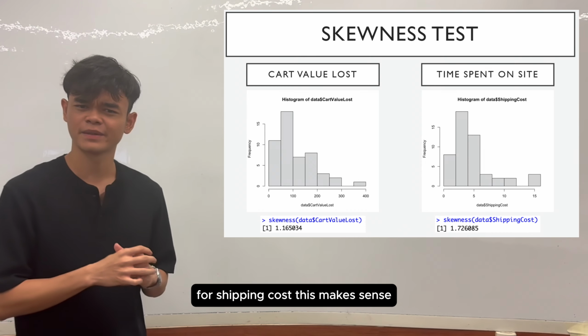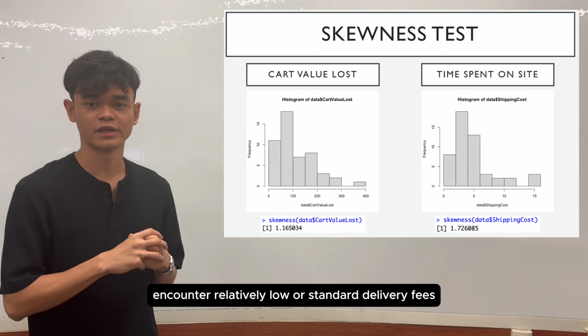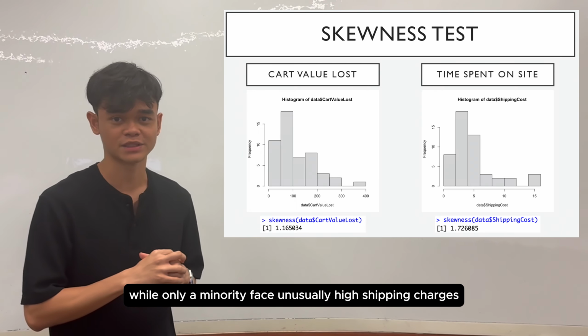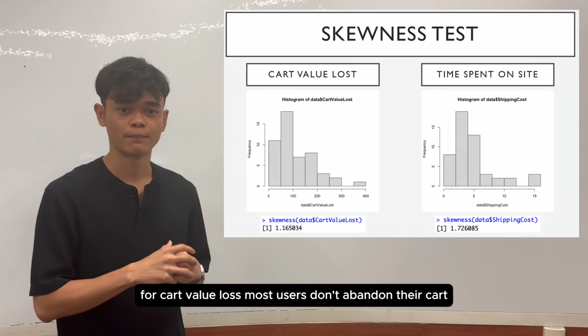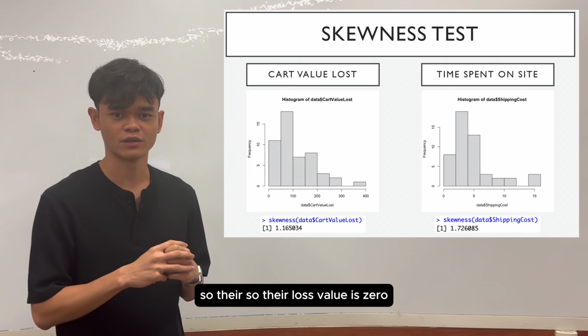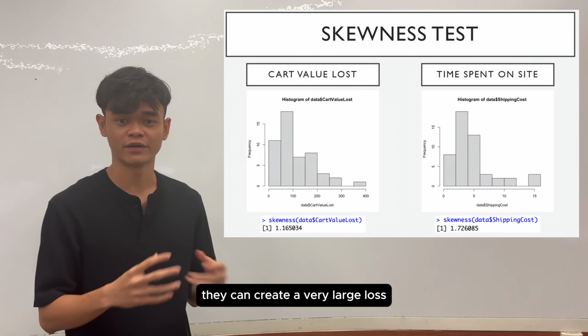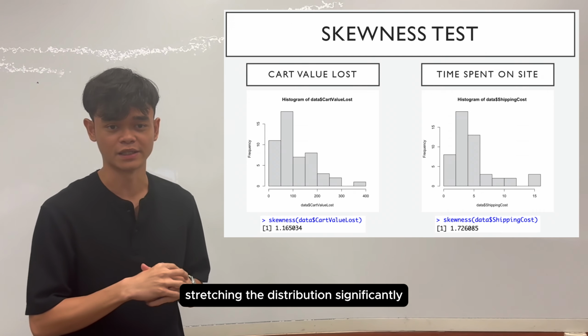For shipping costs, this makes sense because most customers encounter relatively low or standard delivery fees, while only a minority face unusually high shipping charges. For cart value loss, most users don't abandon their cart, so their loss value is 0. But when someone abandons a high value cart, they can create a very large loss, stretching the distribution significantly.